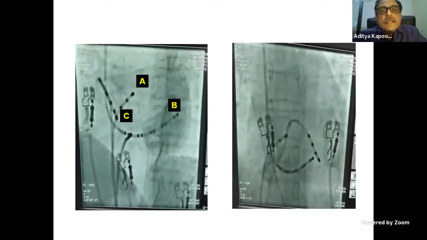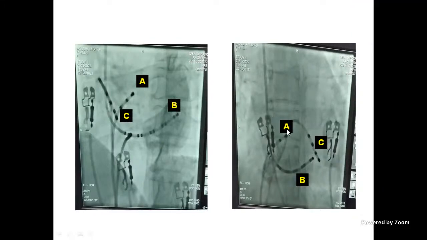These are the catheters A, B, and C. Would any student want to identify the 3 catheters? The left is the LAO view and the right is the AP view. This catheter is at 12 o'clock, this catheter here, and this one, with the corresponding catheters in the AP view. Would anybody want to have a go? Or shall we? Dr. Yash, what is it? No, I'm sure the students will identify.